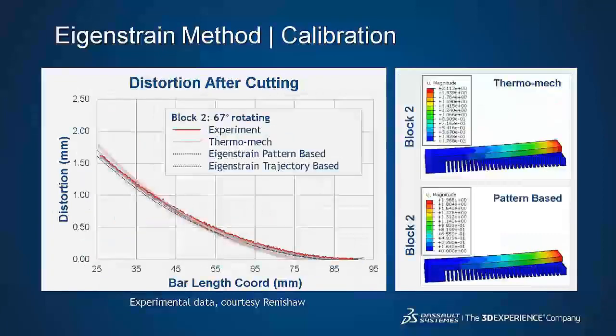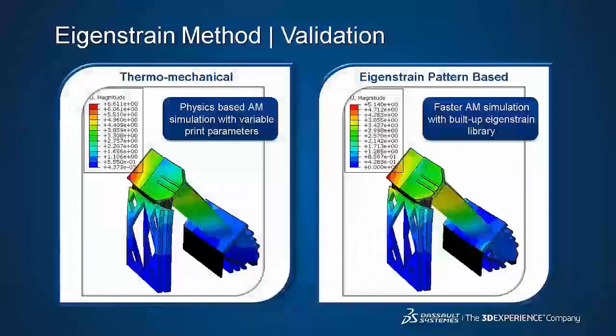It is also shown on this slide that using the same approach, another Eigenstrain tensor was calibrated for the rotating 67-degree scan pattern. And again, both the thermomechanical and the pattern-based or trajectory-based Eigenstrain methods match very well with the experimentally measured distortion. After the support cutting, the deformation mode and magnitude match very well.